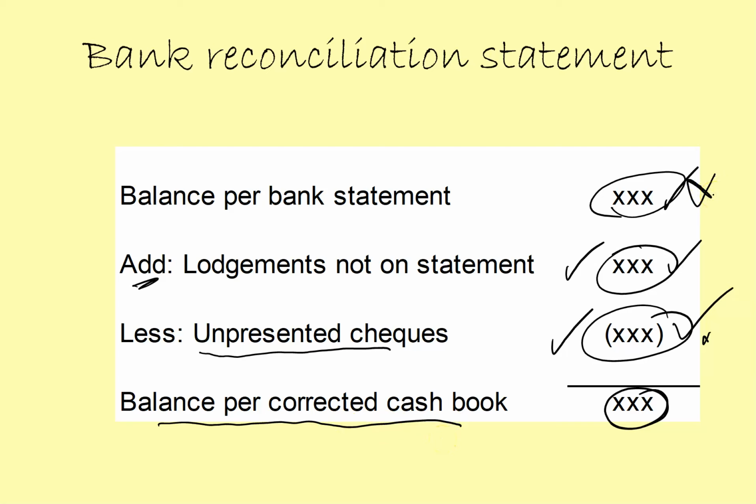If the balance per the bank statement and the balance per the corrected cash book, or you could say the updated and corrected cash book, are the same, well then we've no worries. We can explain all the differences. If they're not the same, well that means that there are errors in the system which will require further investigation.